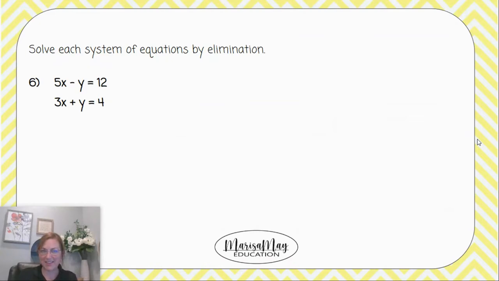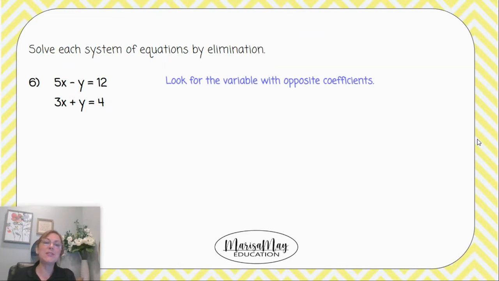So how'd you like that method? We've done 2 now. We've done graphing. We've done substitution. Our final one is called elimination. So the name of the method actually tells us what we're going to do. We're going to eliminate a variable.